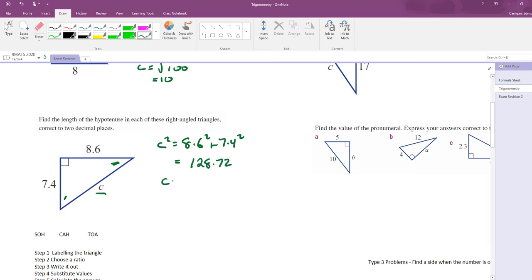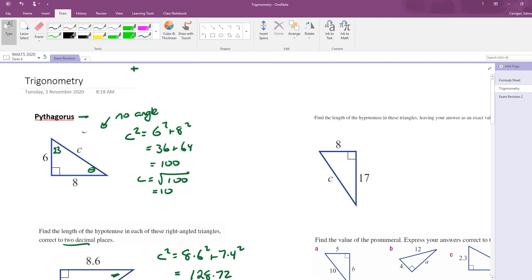I'm going to get 128.72, and then I'm going to use the square root key on my calculator, and I'm going to find the square root of 128.72. Since it's already in my memory, I can just push the square root and push the equals, and that will come up with 11.345. Now I have to do it to 2 decimal places, so I look at the number after, to see if it is higher or lower than 5. In this case it is higher than 5, so I'm going to come up to 11.35.